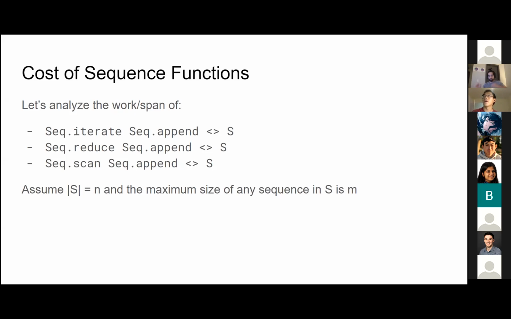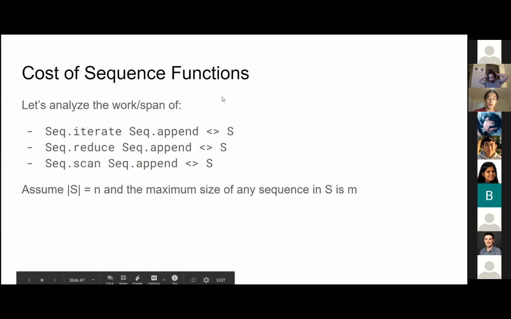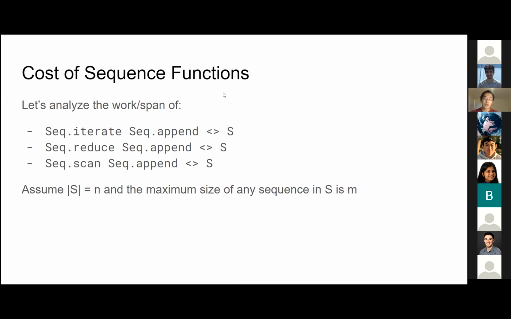Yep. Okay. All right, so we're gonna start by talking about analyzing the costs of different sequence functions. In particular, we give you basically the cost as long as the functions you give these functions are constant. But when they're not constant functions, we have to do additional analysis to determine the work and span. So in particular, we're going to go over using iterate, reduce, and scan with seq.append.